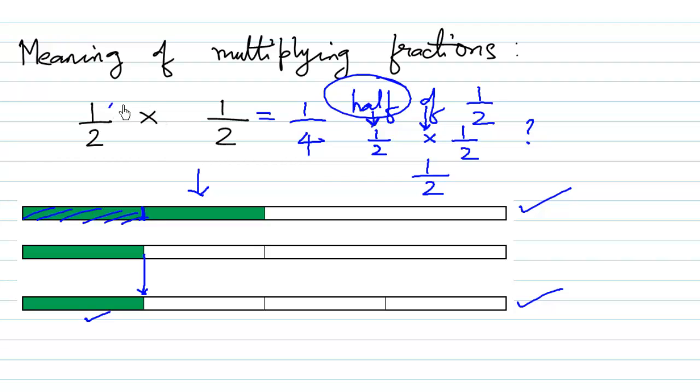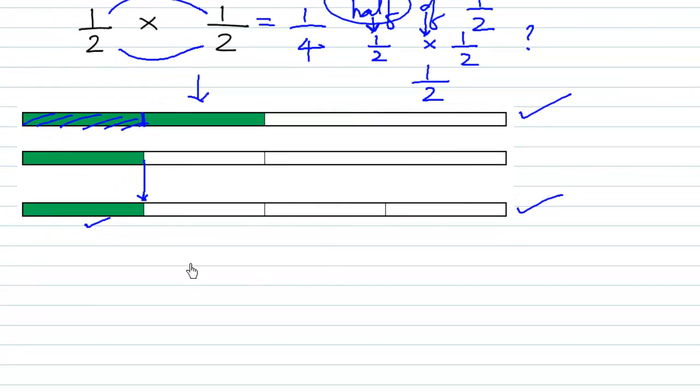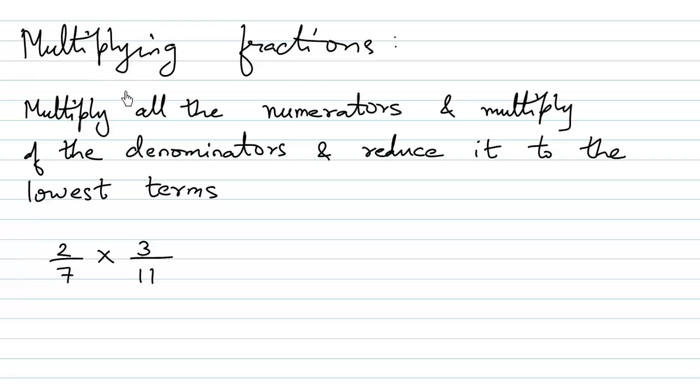It can be observed that 1 and 1 multiplied to get 1, and 2 and 2 multiplied to get 4. So while multiplying, what we do is we simply multiply: 1 ones is 1 and 2 twos is 4. And then we cancel it out and see whether it is reducible or not. So while multiplying fractions, multiply all the numerators and multiply all the denominators and reduce it to the lowest terms.